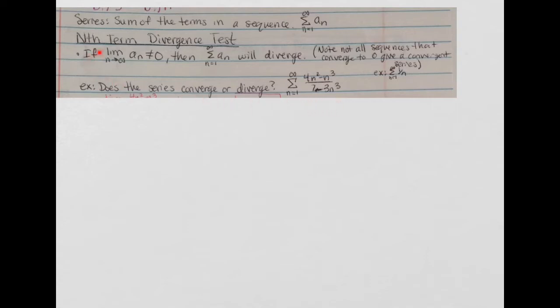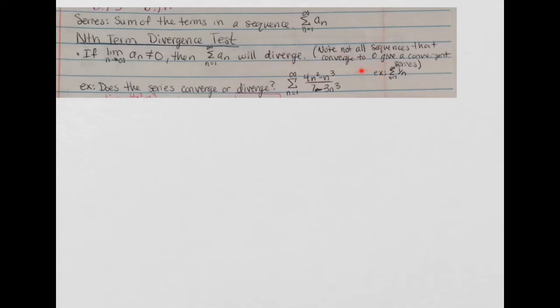So we have the nth term divergence test. This says that if the limit of a sequence, just the list of numbers, as n approaches infinity, so as we go out with those terms, if those numbers don't get smaller and smaller or approach zero, if that limit does not equal zero, then the actual series will diverge. We don't have a finite sum.